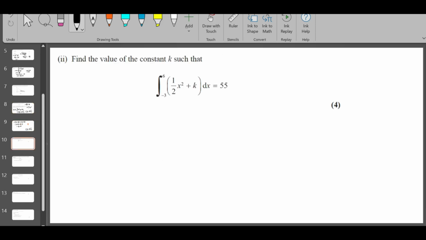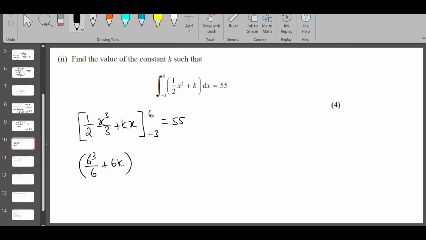Now, find the value of k, this k, if this integral is equal to 55. Just integrate it. So half x cubed over 3 plus kx, sub in the limits minus 3 to 6, is equal to 55. When you sub in the upper limit, 2 times 3 is 6. So 6 cubed over 6 plus 6k, that's the upper limit. When you sub in the lower limit, minus 3 whole cubed over 6 minus 3k is 55.